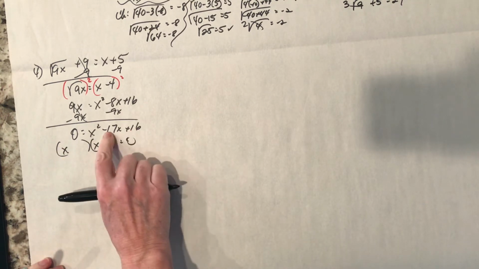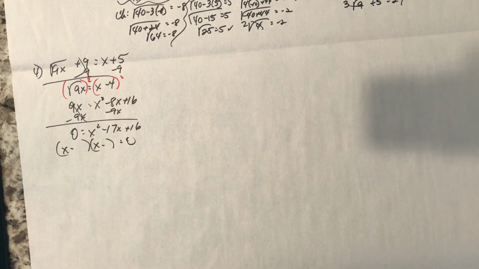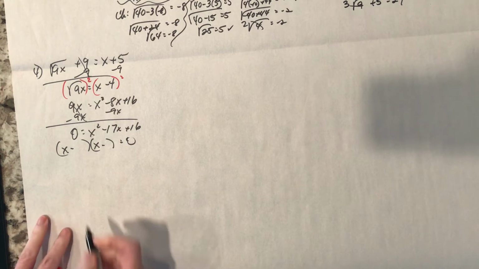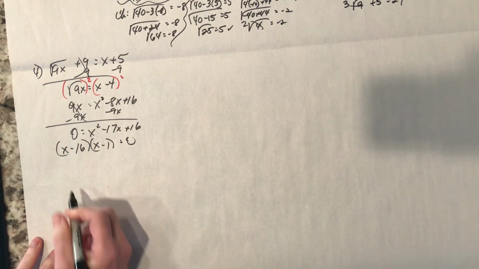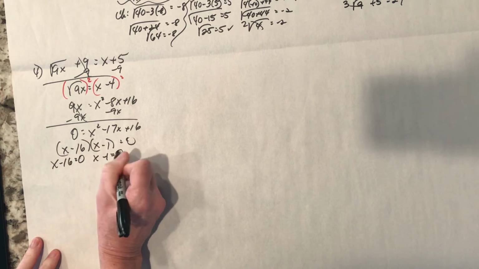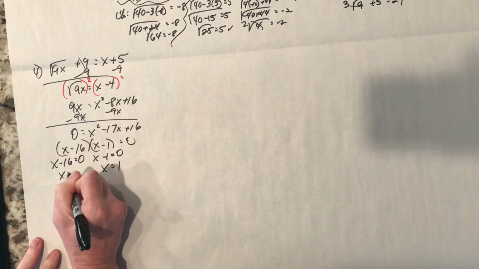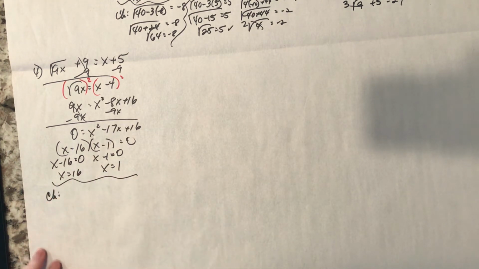Signs need to be the same and they need to be negative. What two numbers multiply together to give you 16 and add together to give you 17? 16 and 1. Set each piece equal to 0. And solve. Plug them in as a check.